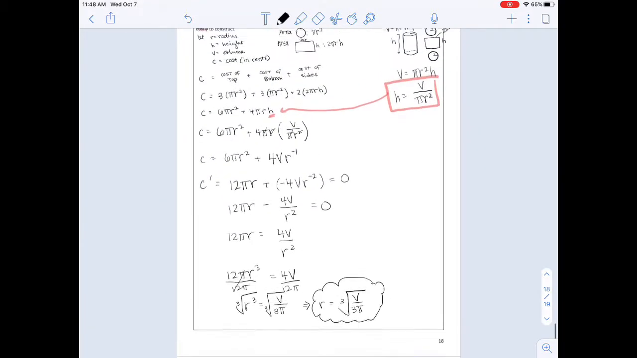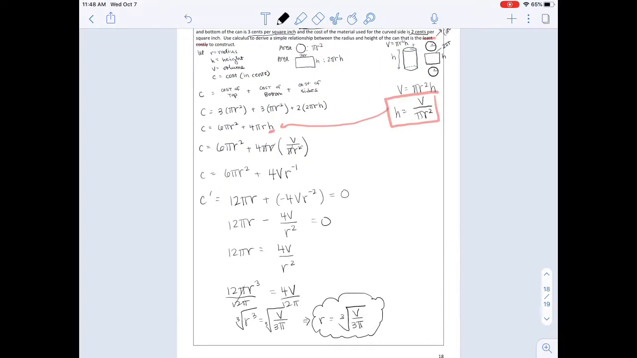So looking back at the directions up at the top, it says use calculus to derive a simple relationship between the radius and the height of the can that is the least costly to construct. So right now we have our radius, and in order to find our height, I will need to plug this back into something in order to get it. And I do have a height function, if you look right up here in the upper right, and that's the volume over pi r squared. And I'm going to go ahead and substitute in what r is here.